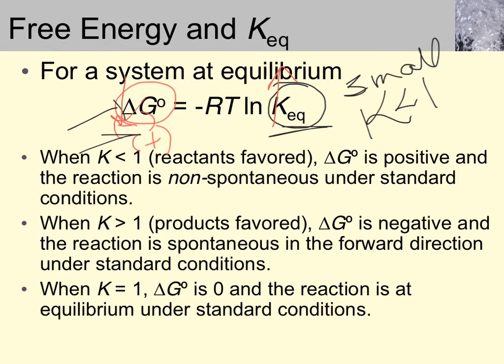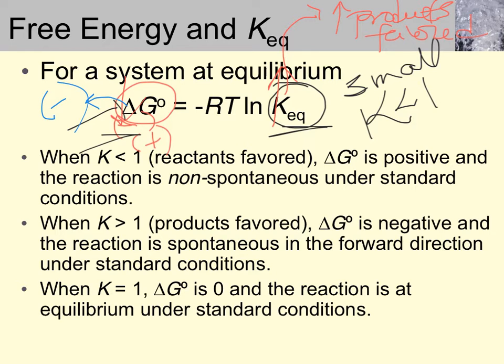So let's kind of dissect it and look at a different direction. If K eq is increasing, what does that mean? That means that we're making more and more product. So we could say products are favored if K is greater than 1. And if products are favored, that means the reaction is spontaneous. And what does that say about delta G? It means it's negative.